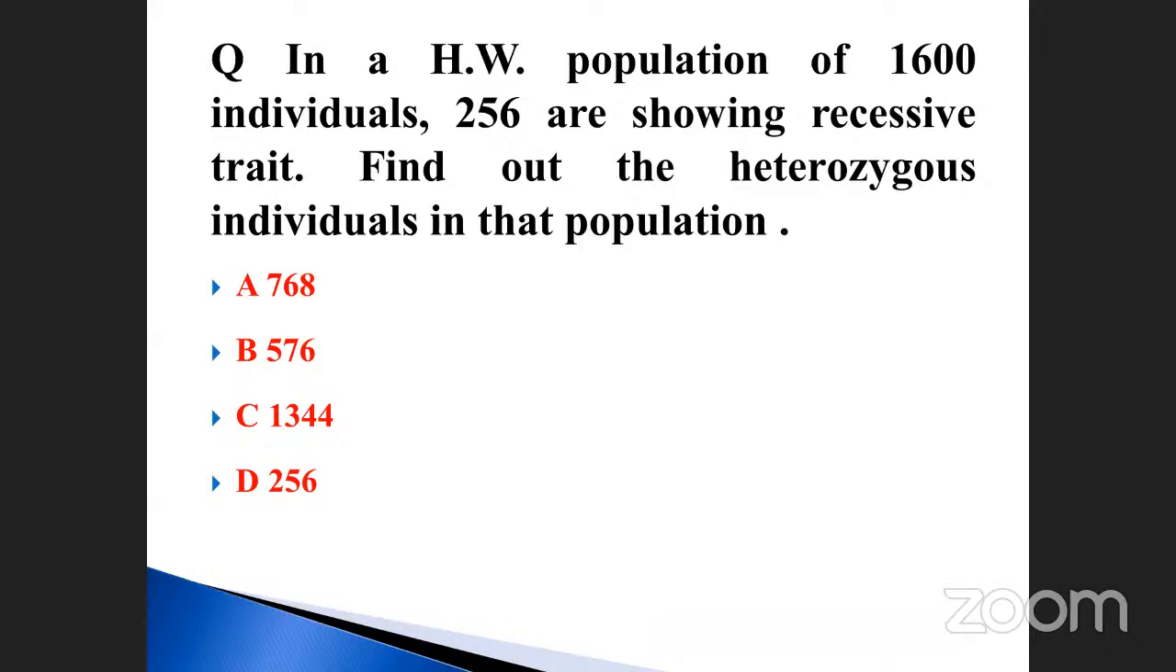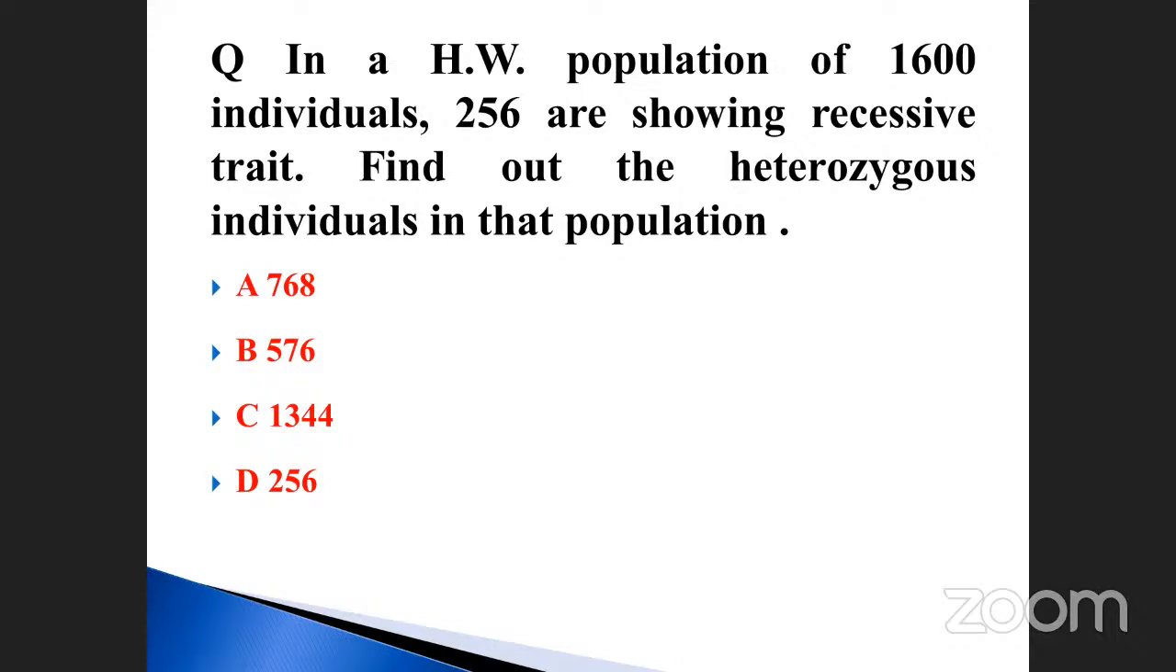So these are the calculations. Already we saw it: in a population of 1,600 individuals, 256 or so. You have to calculate here: 256 divided by 1,600, what will be the percentage? See here once again. Read the question carefully. In a HW population of 1,600 individuals, 256 are showing a recessive trait.